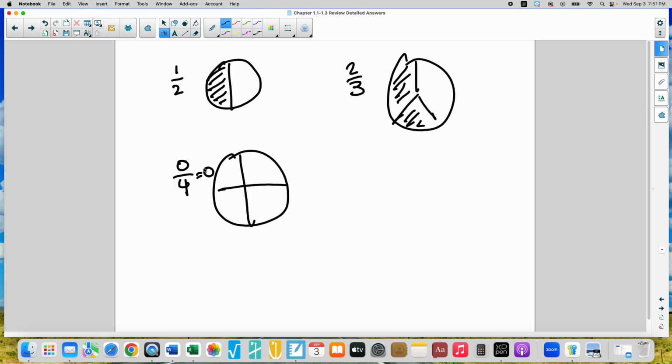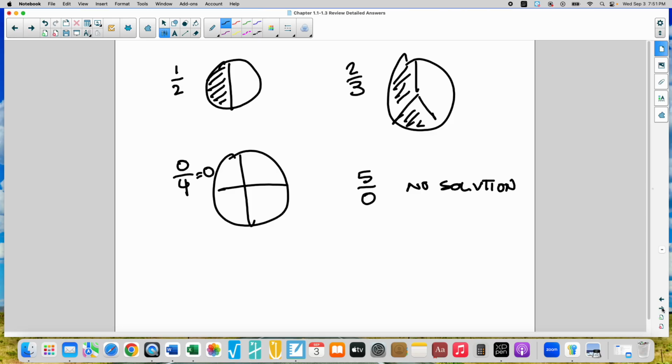And then if you have 5 over 0, well, you can't eat 5 slices if you have no pizzas. If you have no slices, you don't have any slices to eat 5. Eat 2 of 3, eat 1 of 2, eat 0 of 4. I can't eat 5 of this. This is no solution.